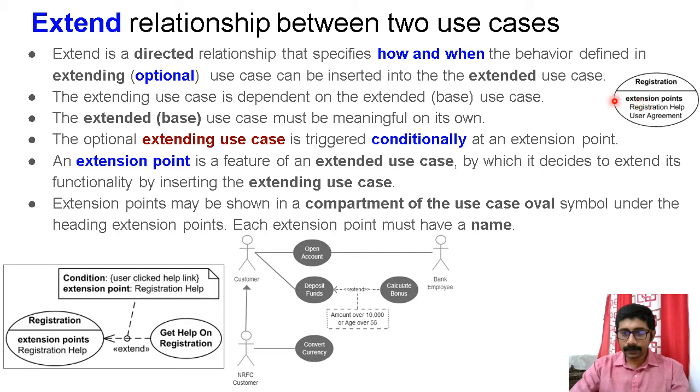And the representation. Using an oval, we represent the use case. In the case of a use case with an extension point, there will be two compartments. The upper compartment will show the use case name. Below that, there will be a heading extension point. Below that heading, all the extension points will be listed. There can be multiple extension points. In this example, only one extension point is there, that is registration help.